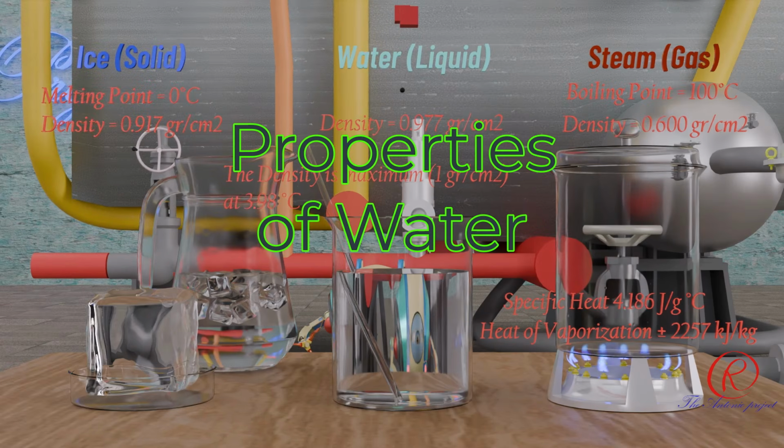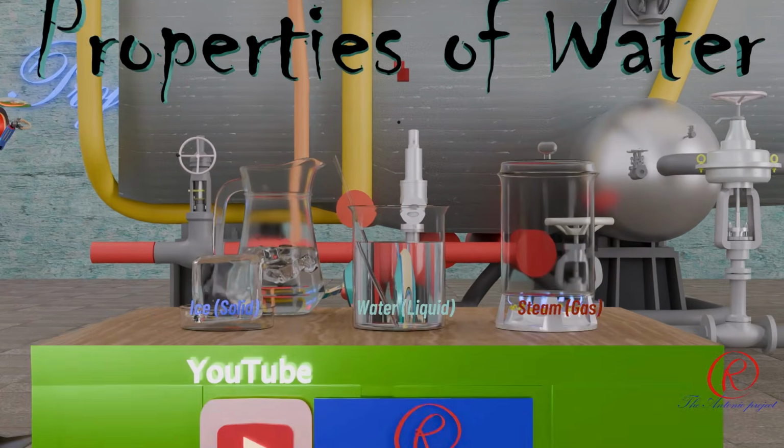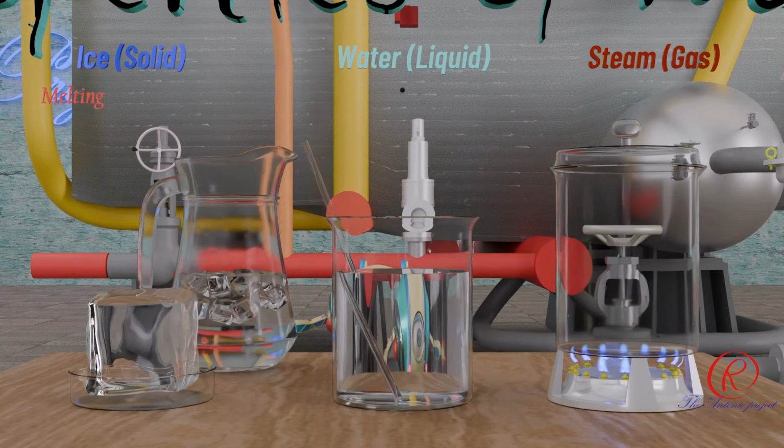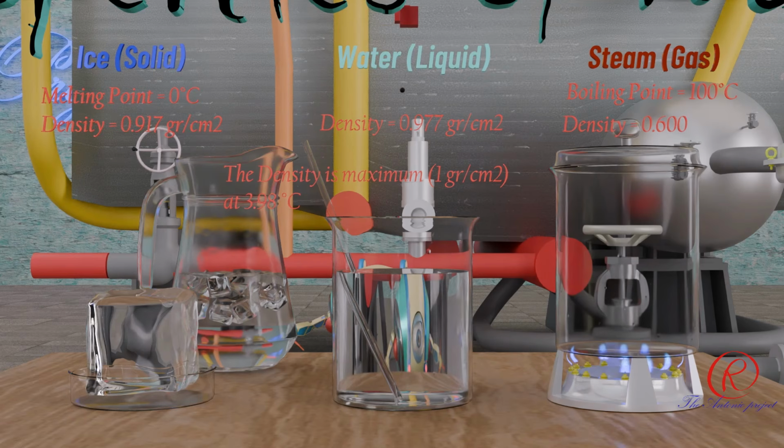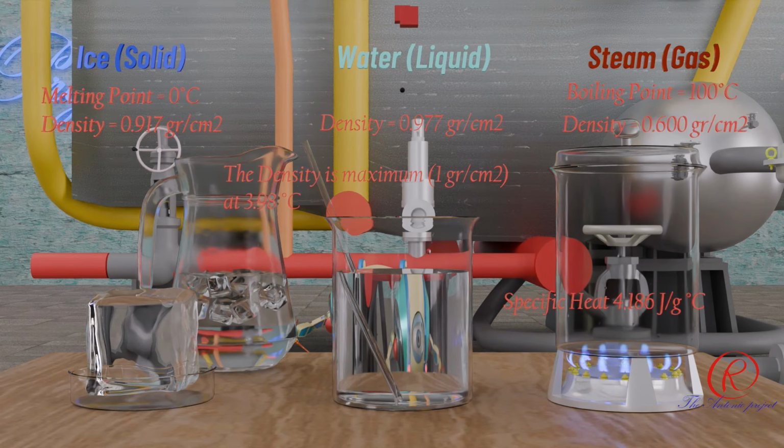Properties of water. Water is a unique substance with essential properties that make it vital for life, including its high specific heat, density behavior, and solvent capabilities. Following are several properties of water. State of matter: water is the only common substance that exists naturally in all three states, solid, liquid, and gas, at Earth's surface conditions.